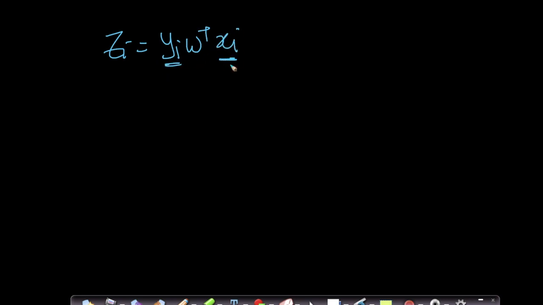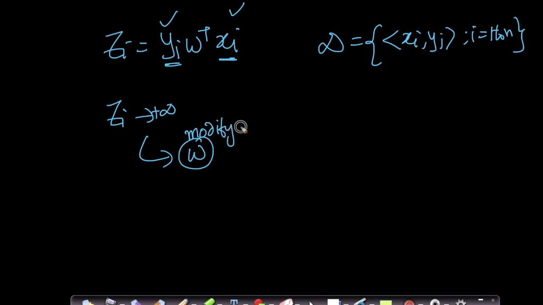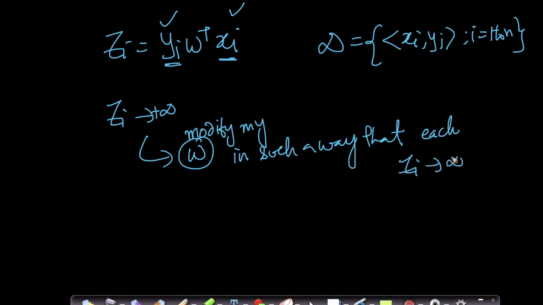Remember, yi and xi are already given to us in the training data, right? What is the training data? The xi, yi pairs, i equals 1 to n. So yi and xi are already given to us. So if I want to make zi go to plus infinity, what should I be doing? I need to modify my w in such a way that each zi tends to infinity. Plus infinity, not minus infinity, plus infinity.